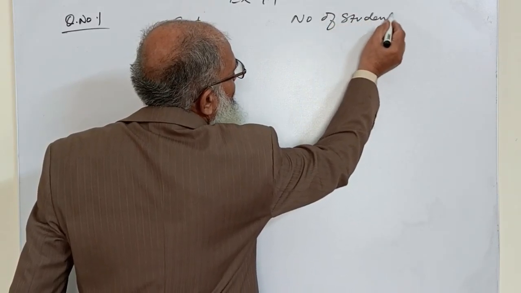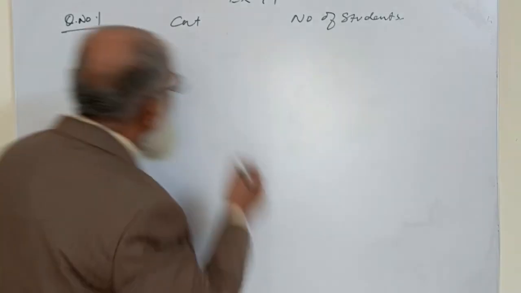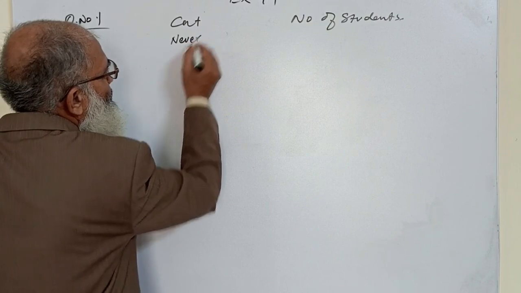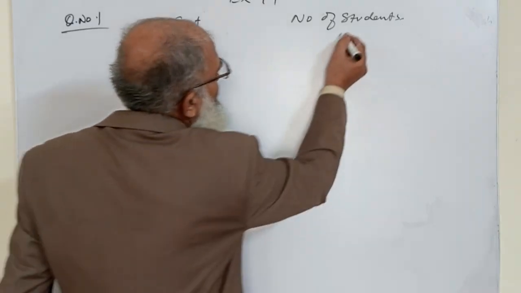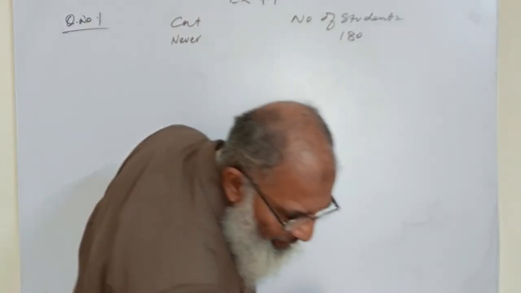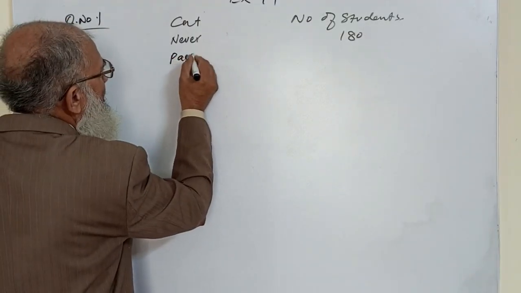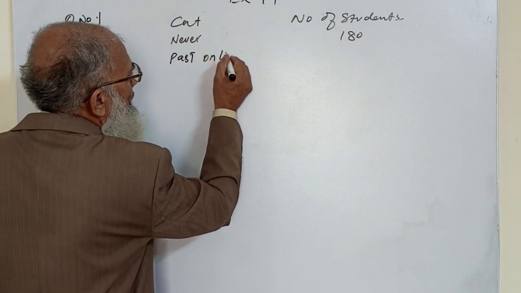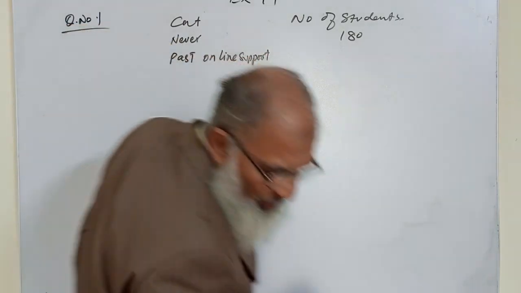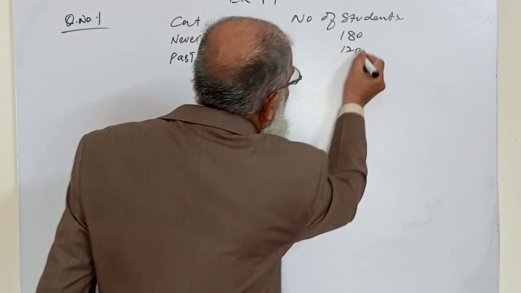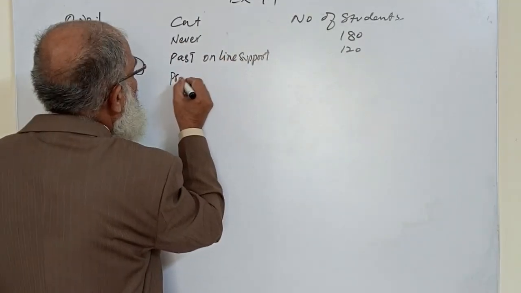दरअसल मुझे यहाँ पर तस्वीर भी बनानी होगी, इस वजह से मैं ये थोड़ा सा शॉर्ट करके लिखता हूँ। Never used online sport, never. 180 स्टूडेंट्स हैं ये, और जिन्होंने use online sports in the past, पास्ट में जिन्होंने यूज की है ऑनलाइन स्पोर्ट, वो हैं 120, और उसके बाद use online sport presently.